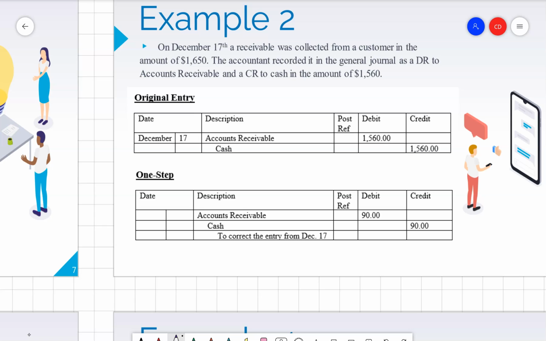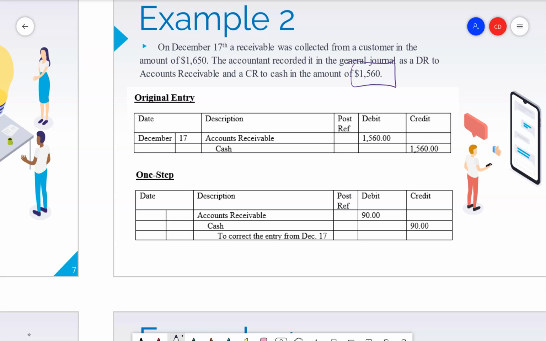Okay. On December 17th, the receivable was collected from a customer in the amount of $1,650. The accountant recorded it in the General Journal as a debit to accounts receivable and a credit to cash in the amount of $1,560. Okay? So the amount that was recorded is incorrect. All right? We actually recorded less than we should have.